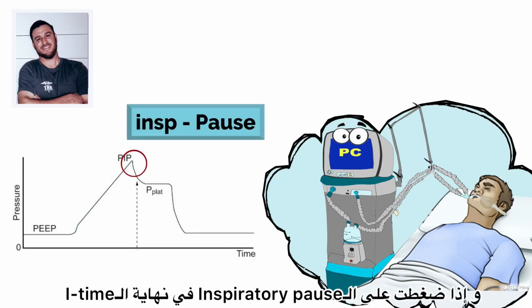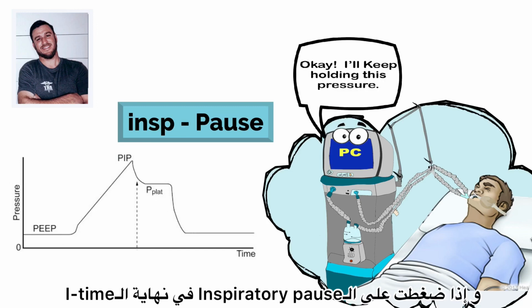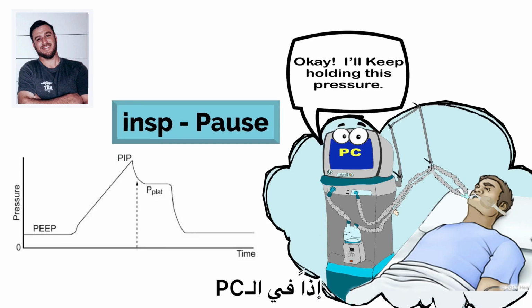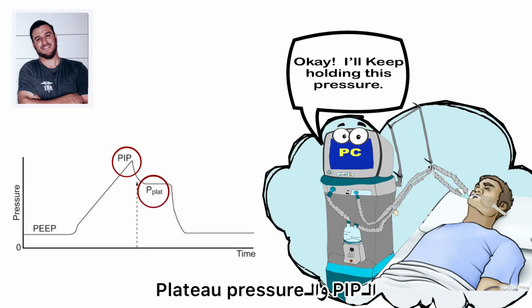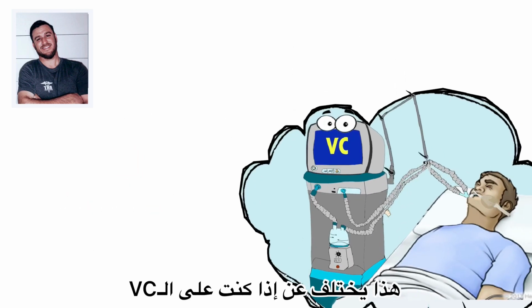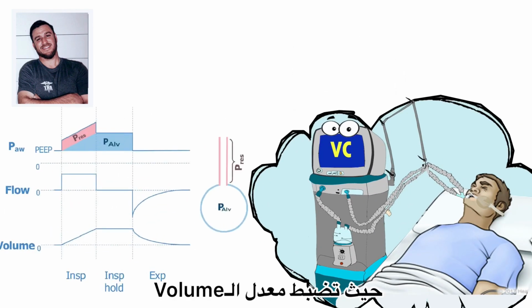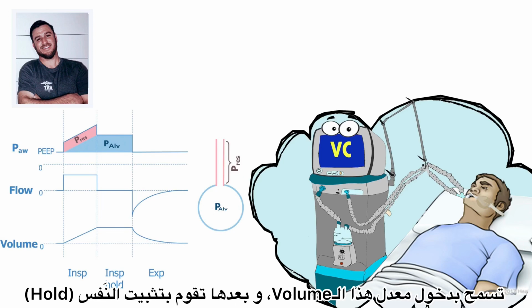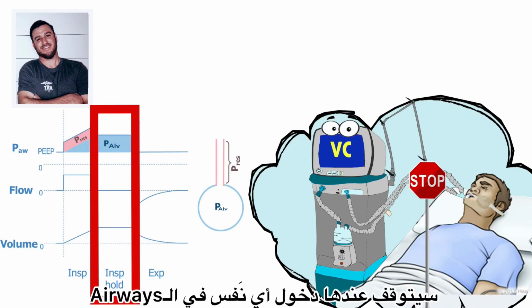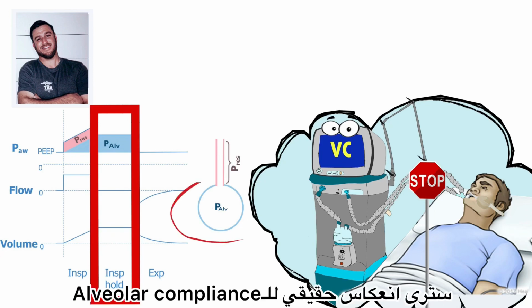Now, if you do an inspiratory pause at the end of that I time, guess what? The vent says, okay, I'll keep holding this pressure. And so in pressure control, your peak inspiratory pressure and your plateau pressure are the same. This is different than when you're in volume control, where you put in a set volume, you allow that volume to be delivered, and then you do an inspiratory hold. When that volume stops moving through the airways, you will see a true reflection of alveolar compliance.